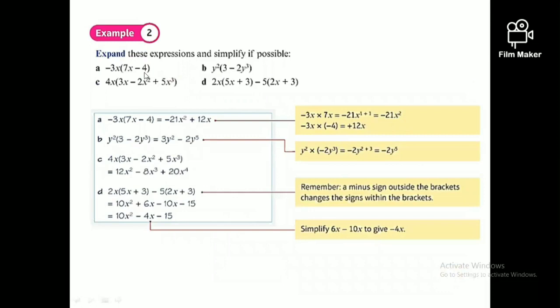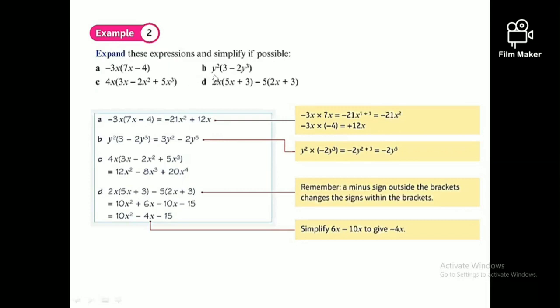Right. The next example is we need to expand these expressions and simplify if possible. What you need to do is, if you want to simplify, we know how to remove the brackets. Then let's come up with this. 3x into minus 3x into 7x. Minus 3 into 7 is minus 21. X into x is x squared. Then you can multiply minus 3x with minus 4. Minus 3x multiplied with minus 4 is plus 12x. So this is your final answer, right?